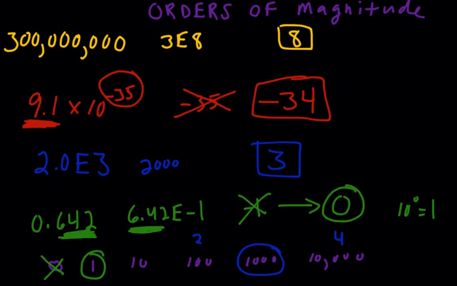Okay, and that's order of magnitude. Basically, put it in scientific notation, whatever's on the 10 is probably your answer, unless the number in front is greater than 5, and you'll have to round the order of magnitude up.